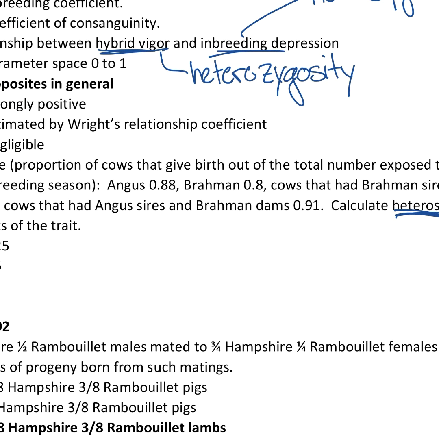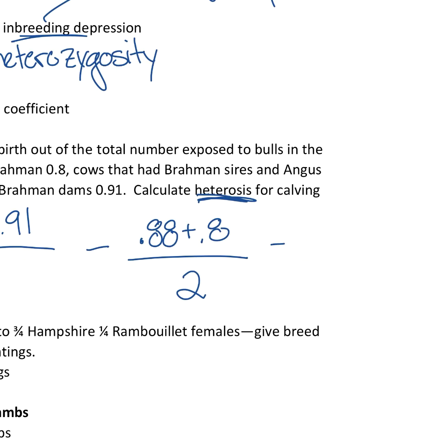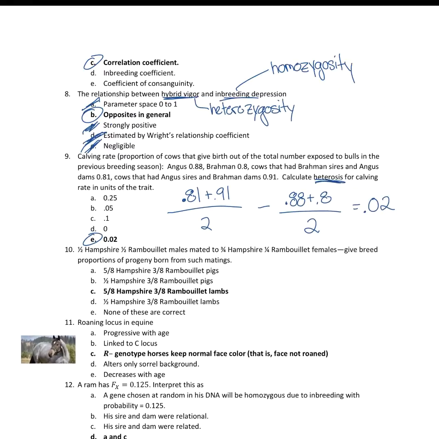So we have our crossbred breeds at 0.81 and 0.91. So we take the average of that. And then we have our parent breeds of 0.88 and 0.8, and we also take the average of that. And the difference between the two gives us 0.02, which is the correct answer. So once again, you calculate heterosis by calculating the difference between the average of the parental breeds and the crossbred breeds.